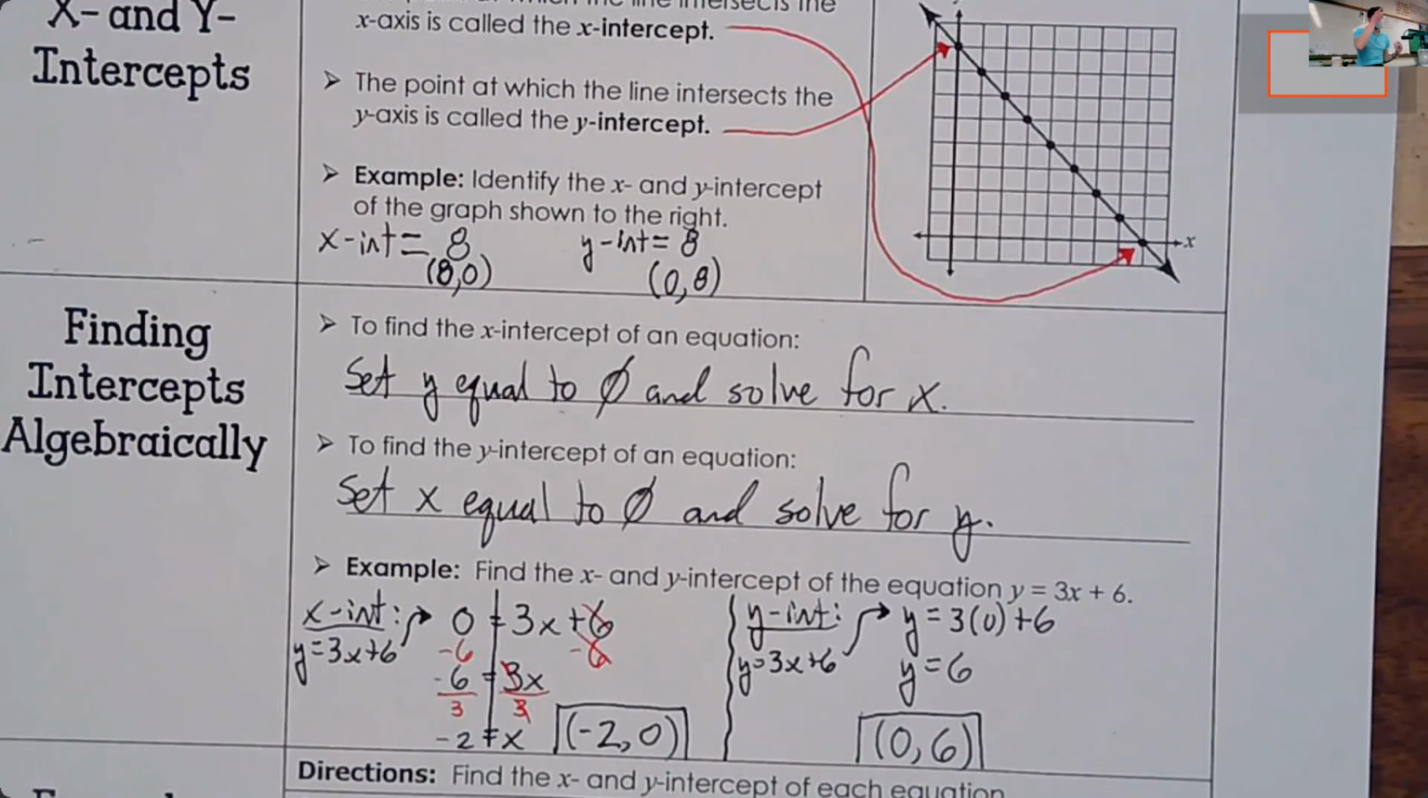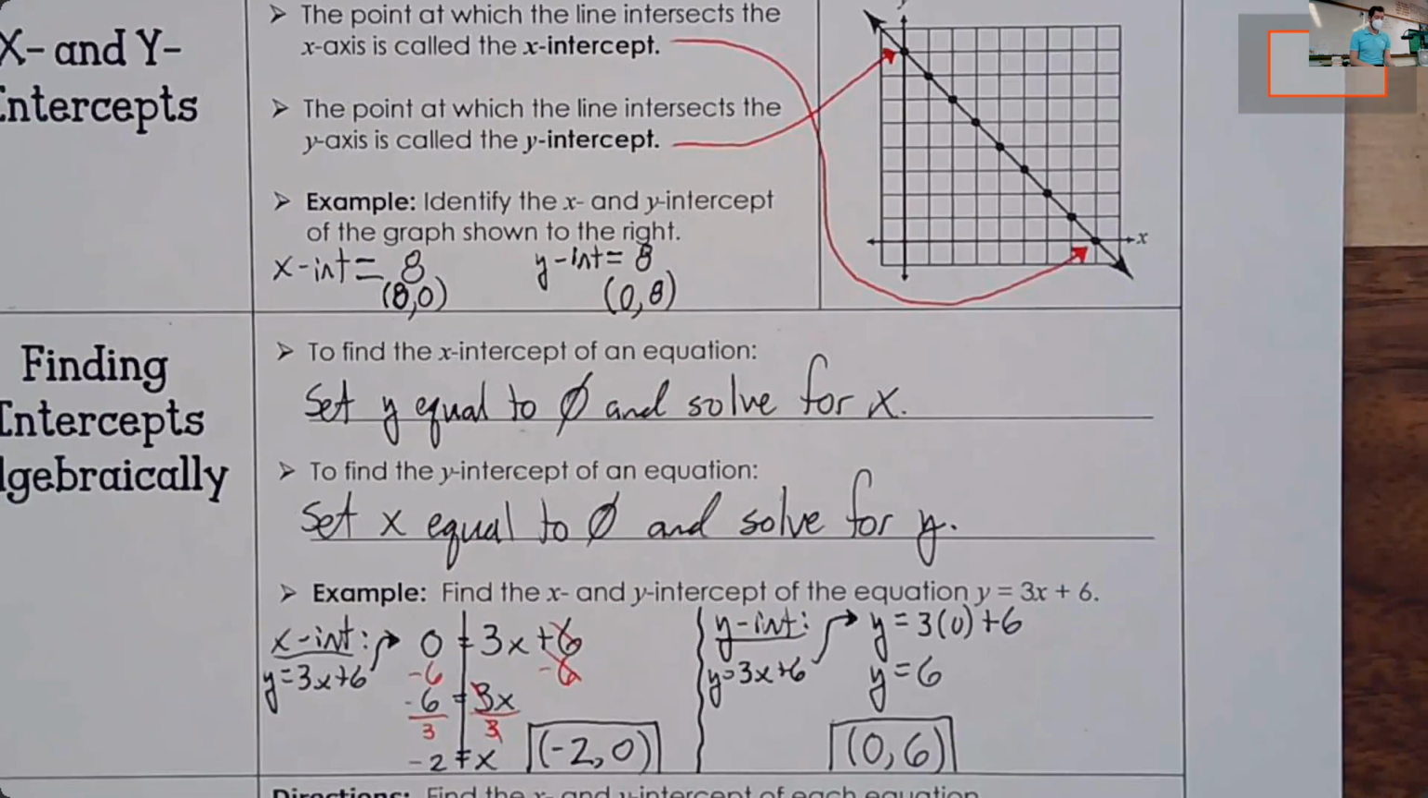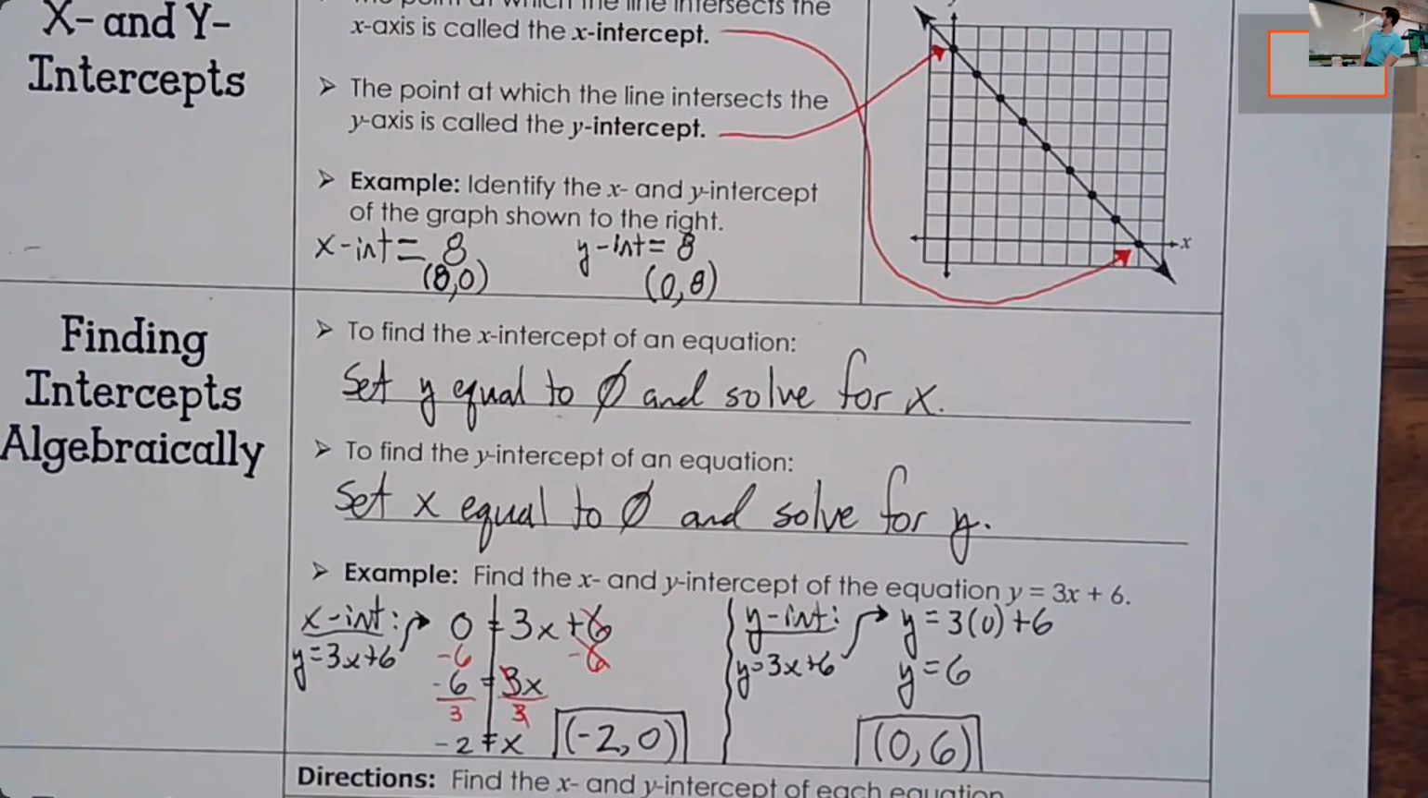However, I still think it would be easier to use slope-intercept form for graphing this because it's already in slope-intercept form. So we've got a slope of 3 over 1 and a y-intercept of 6. The point of what we're doing right now is just to practice plugging in for 0 and solving for y and plugging in for 0 and solving for x.